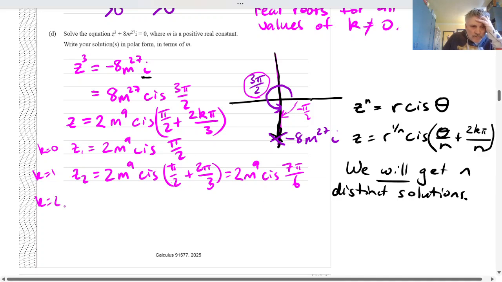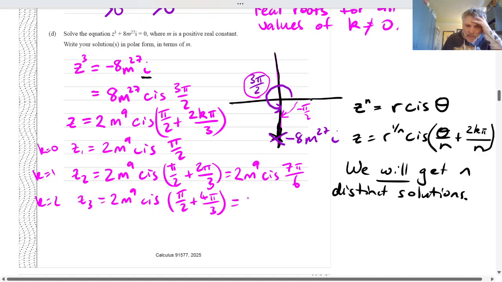K equals 2. To get z3, 2m to the 9 cis pi over 2 plus 2 2's are 4, 4 pi over 3. Again, the common denominator is 6. 3 pi over 6, 8 pi over 6, 3 and 8 is 11 pi over 6. And they are our three solutions.